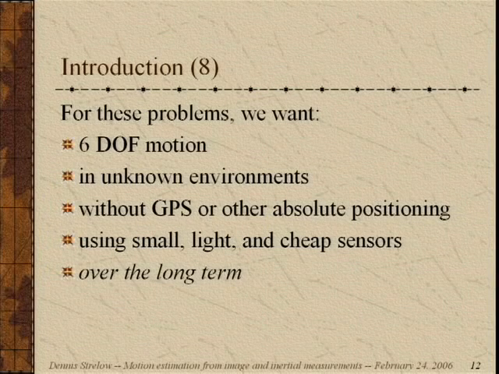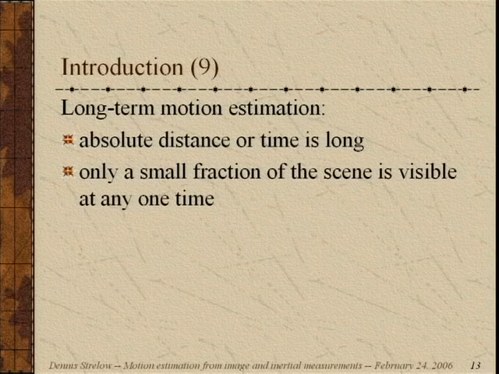And by long term, I really mean two things. One is the obvious thing, that the absolute time or distance is long. The other thing, though, in the context of vision, is that only a small fraction of the scene is visible at any one time. And I'll show you some examples of that.